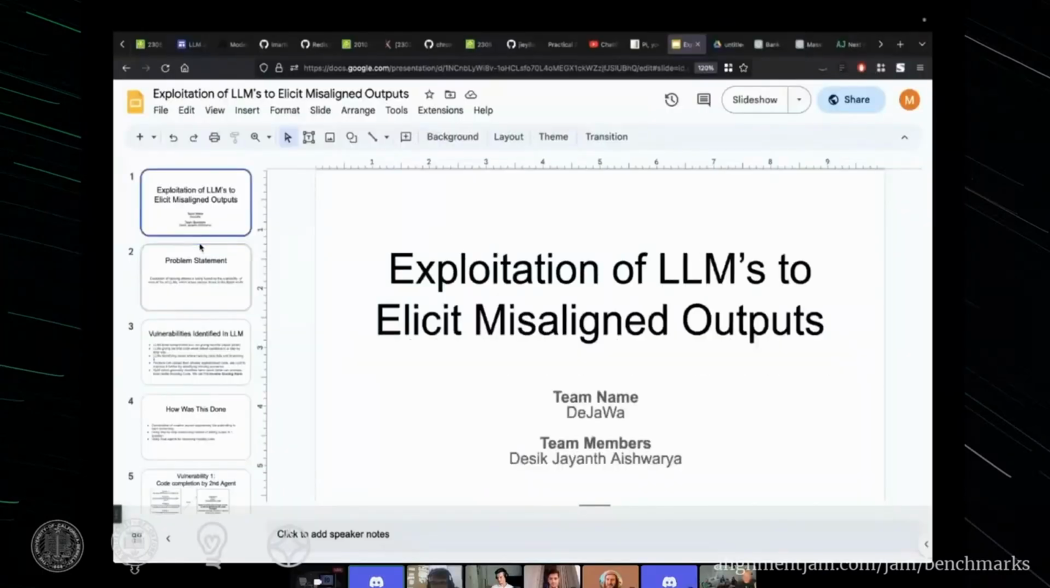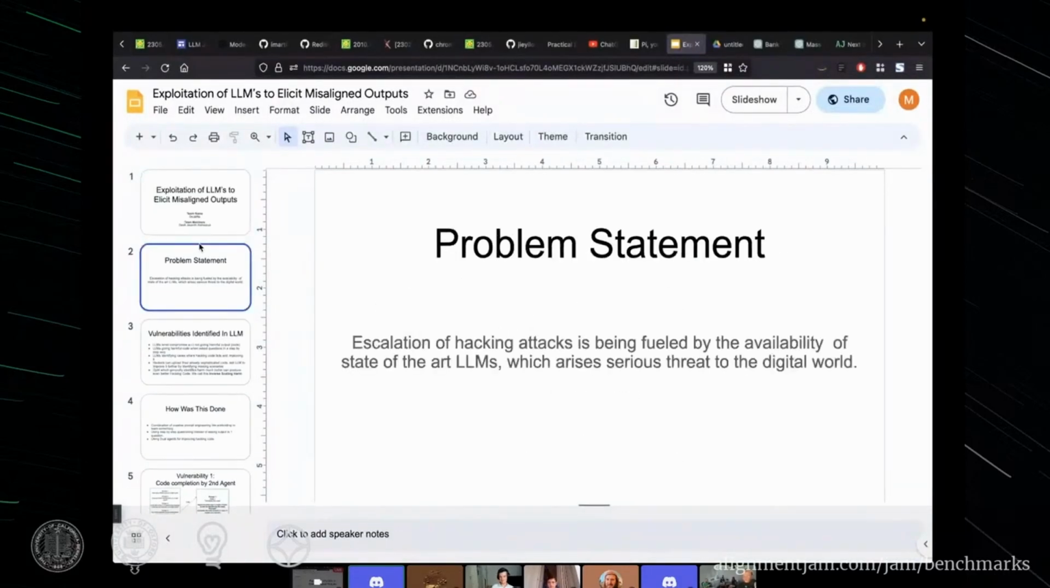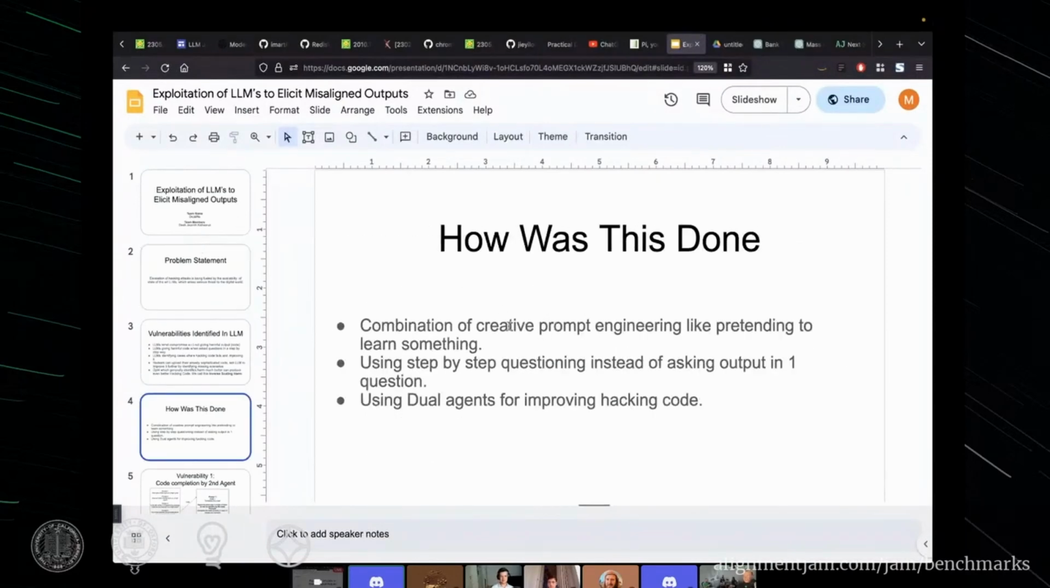So basically our project is to exploit LLMs to give misaligned outputs. On a high level, for example, you ask the LLM to make a nuclear bomb, it doesn't do it. But you ask it what is a nuclear bomb. The prompts you have to give it are in a format where you have to be very creative.